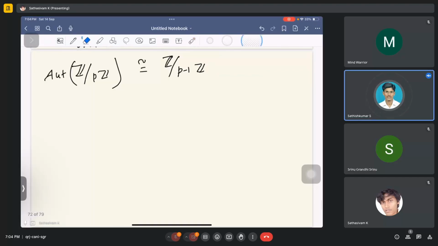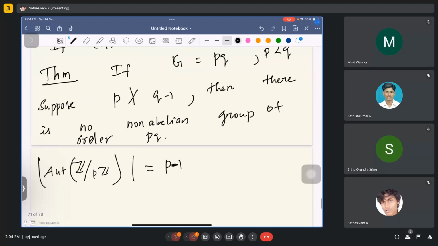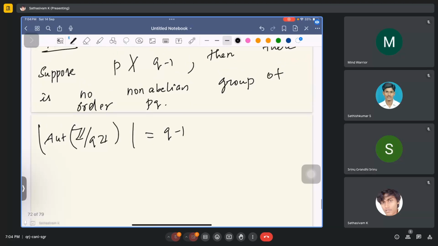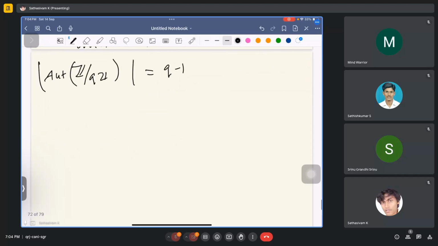Okay, sir. Okay, thank you. So maybe what I can do is prove that the order is actually P minus 1. This is easy to prove, and this is enough for all our purposes. Whether it's cyclic or not doesn't really matter for us. So I will just prove this one.